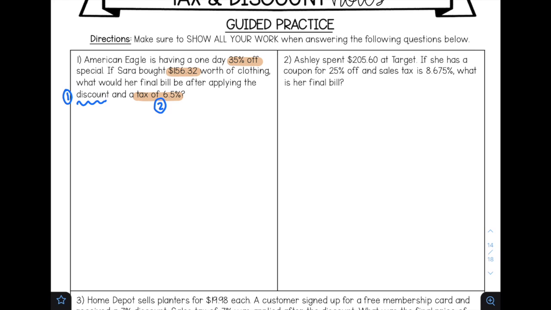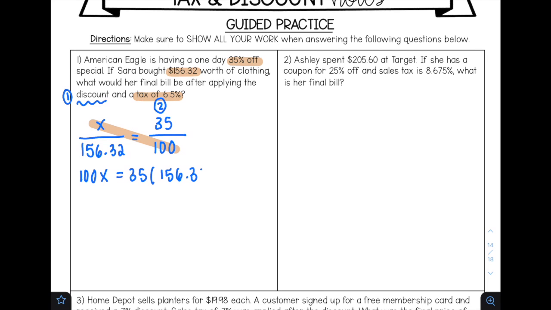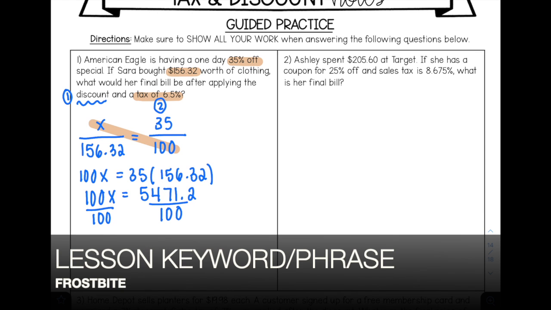So if I have something that is 156.32, I'm going to use proportions. I'm taking 35%. I have x times 100, which is going to give me 100x. 35 times 156.32, I'm going to get 100x equals 5,471.2. Divide both sides by 100. 54.712. Okay, so that is me finding the amount I saved.